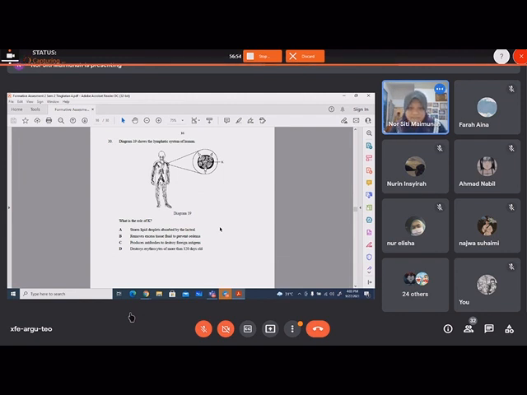The last question, again about the lymphatic system of humans. What is the role of K? But before that, what is K, class? What is K from the diagram? Apa ni? It is found along the lymphatic vessels. Dalam lymphatic system tu apa dia? Lymph nodes. Okay, so this is lymph nodes.